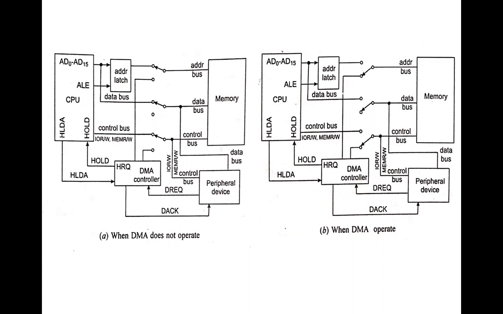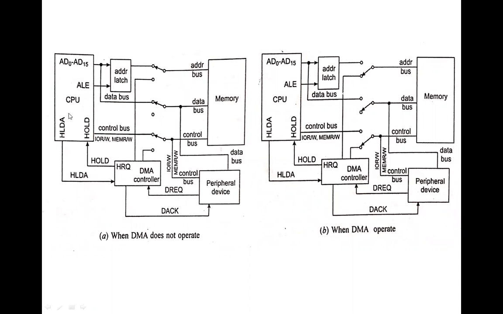So this technique is referred to as direct memory access data transfer, in which this external device, which is going to control all the operations, is known as the DMA controller. The external device which is used to control all the operations is the DMA controller. So here, through the switching circuit, it has been shown when the DMA does not operate and when the DMA is going to operate.